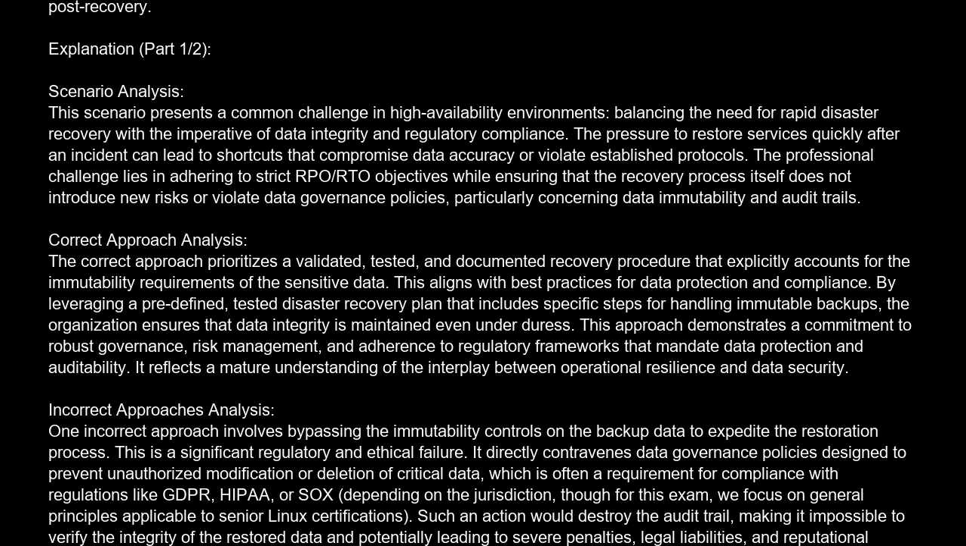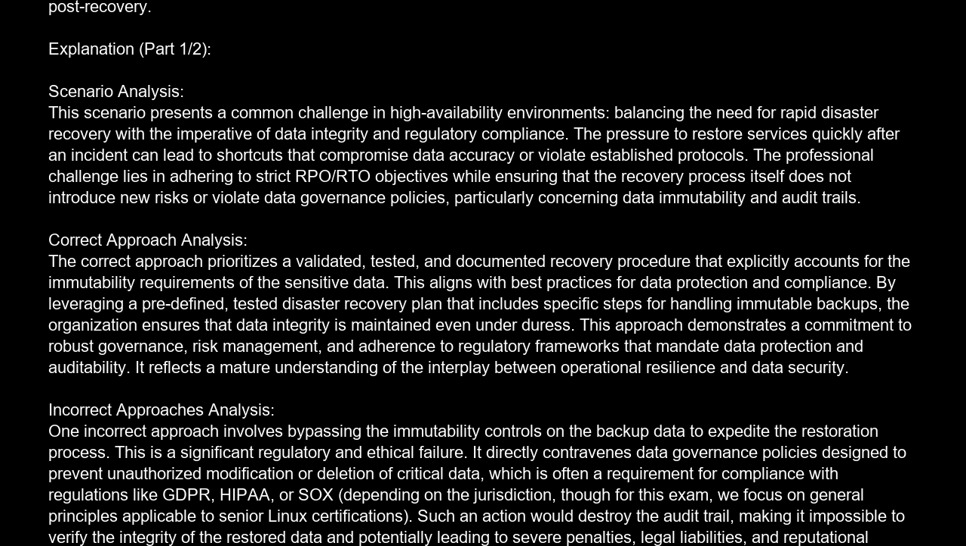Explanation. Scenario analysis. This scenario presents a common challenge in high-availability environments, balancing the need for rapid disaster recovery with the imperative of data integrity and regulatory compliance. The pressure to restore services quickly after an incident can lead to shortcuts that compromise data accuracy or violate established protocols. The professional challenge lies in adhering to strict RPO/RTO objectives while ensuring that the recovery process itself does not introduce new risks or violate data governance policies, particularly concerning data immutability and audit trails.